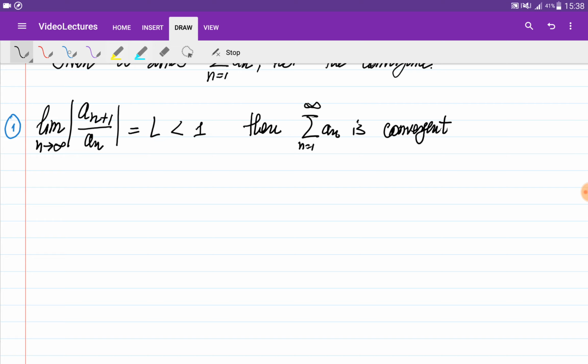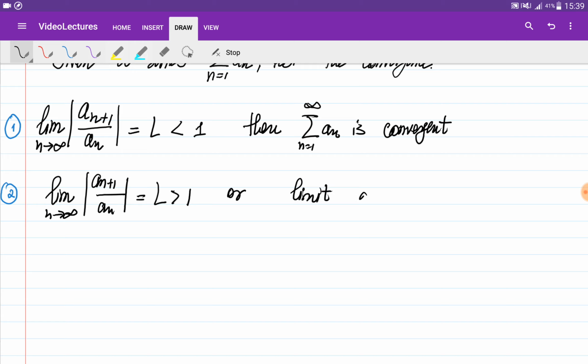If this limit exists and is equal to L, which is bigger than 1, or this limit does not exist, in these cases the series an is divergent.